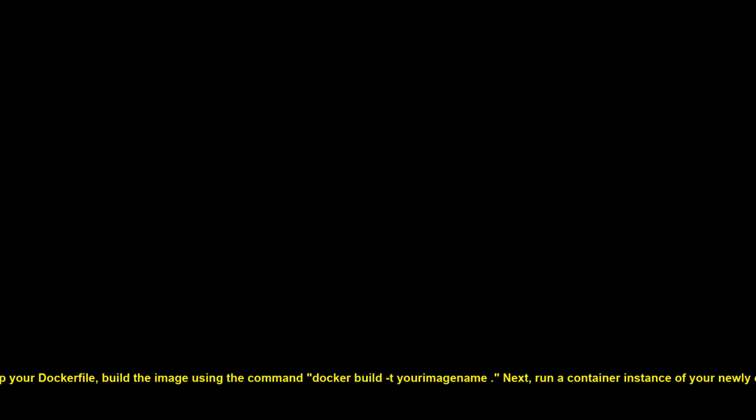After setting up your Dockerfile, build the image using the command docker build -t your-image-name. Next, run a container instance. Use the command docker run -d -p your-port your-image-name to start it. Monitor the running containers using the command docker ps to ensure they are operating correctly.